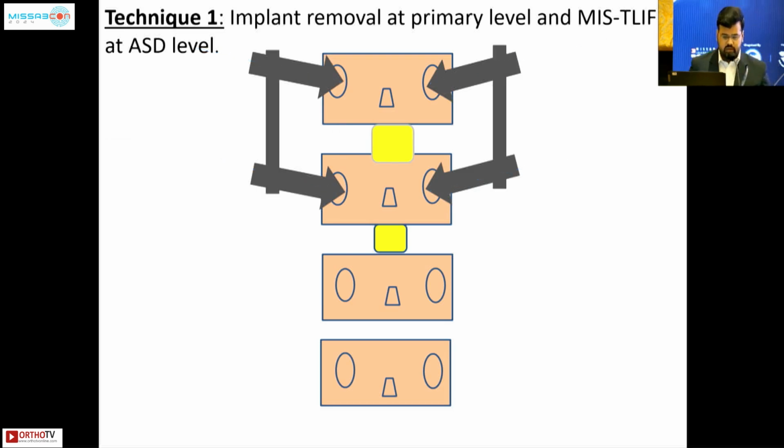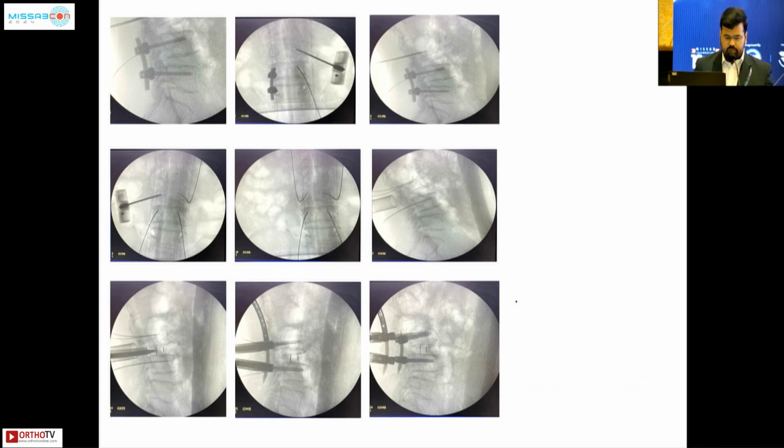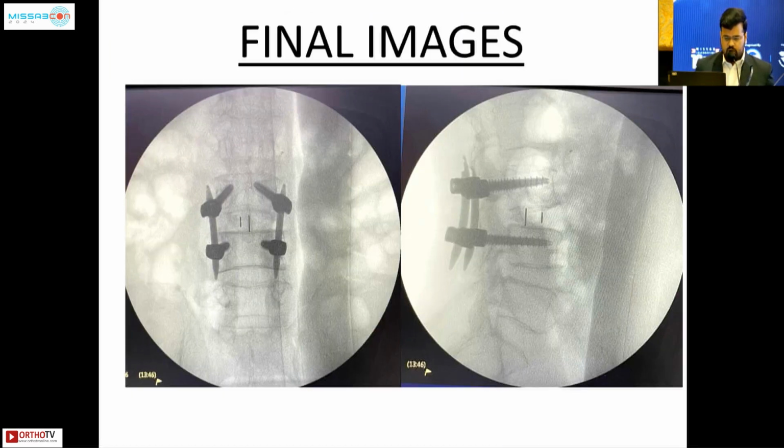So let us discuss a case done by using the above technique. This is a case of a 76-year-old male who underwent posterolateral fusion 14 years back, now presents with bilateral lower limb radiating pain of 8 months duration. As you can see on the MRI, a diagnosis of L3, L4 ASD was made. So plan was to do the implant removal at L4, L5, which was the primary level, and do MIS TLIF at L3, L4. These are the intraoperative images where you can see first the implant removal was done, then by using percutaneous incision, guide wires were inserted into adjacent segment and MIS TLIF was done. This is the final image of the same patient.